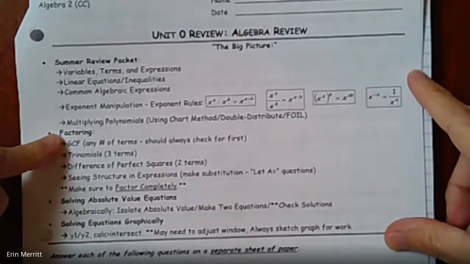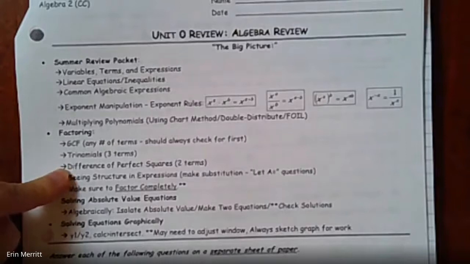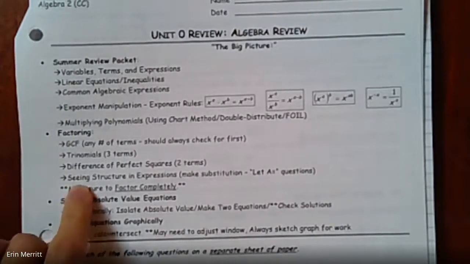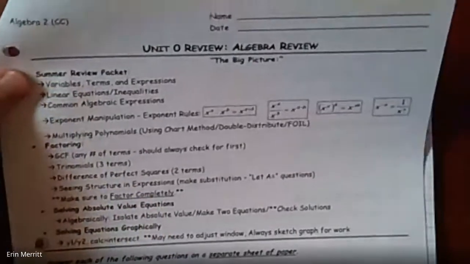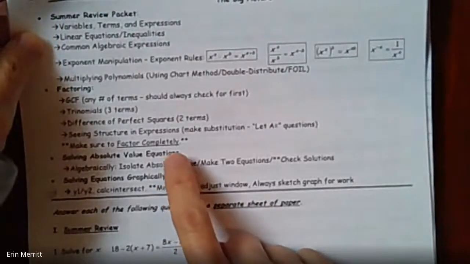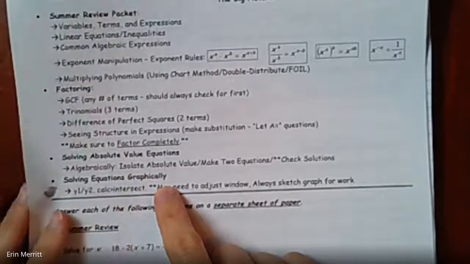So factoring, the different types: greatest common factor, trinomial, difference of squares. But then it says seeing structure. That's the dummy variable ones. Factoring completely. And then solving absolute value equations algebraically as well as graphically. And that actually goes for solving any equation graphically.